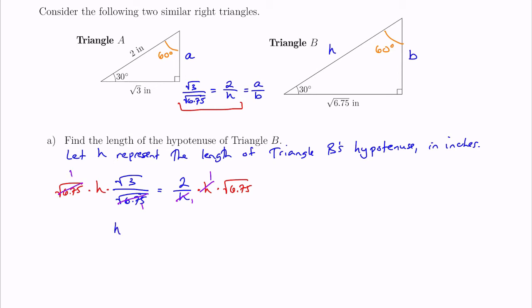So this will leave us with the equation h times the square root of 3 equals 2 times the square root of 6.75. To solve that equation for h, we'll divide both sides by the square root of 3. And when we divide both sides by the square root of 3 and put that 2 times the square root of 6.75 divided by the square root of 3 into our calculator, the answer is 3. So to state our conclusion as a sentence, the length of triangle B's hypotenuse is 3 inches.